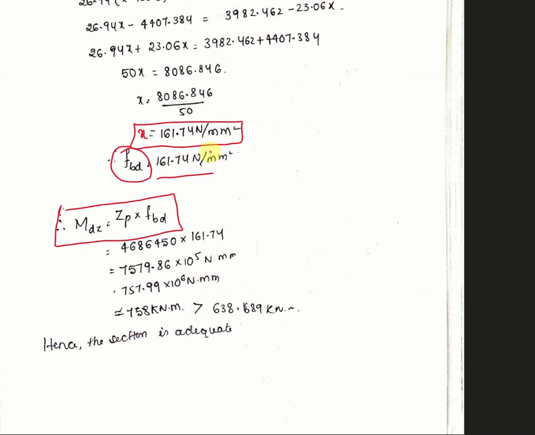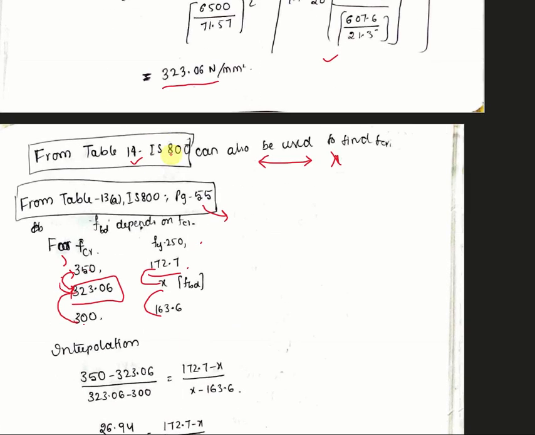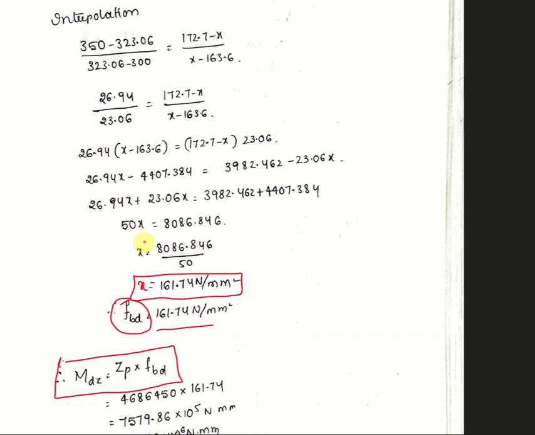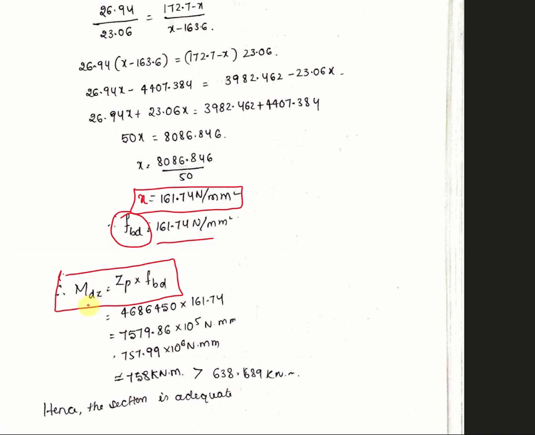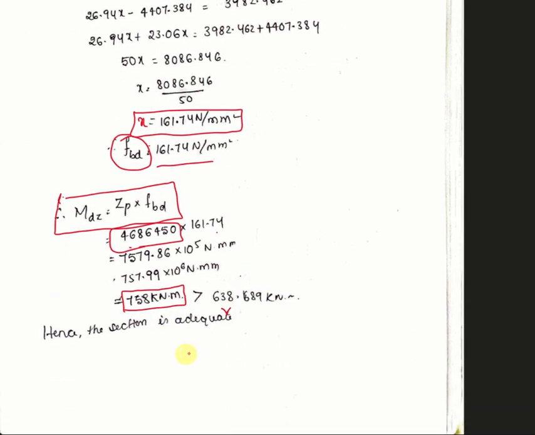Just like that, we can use another table to find out FCR. For this we have used this case in order to find out FBD, which we can use in finding the design moment. ZP into ZP we have already calculated, just substitute that. FBD we have just calculated. So we got it as 758 kilonewton. It is more than the 638, which is the vertical shear. So it is adequate.